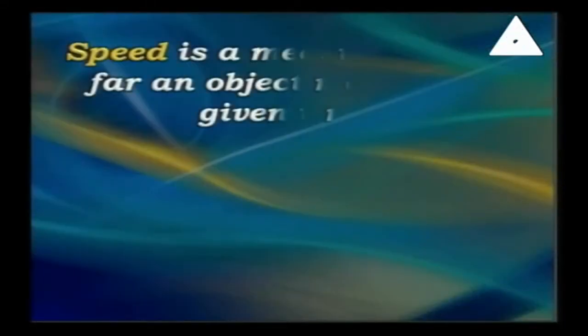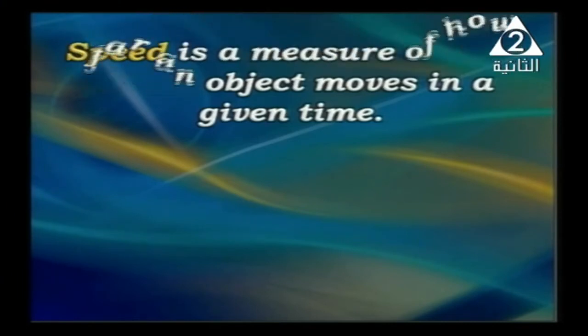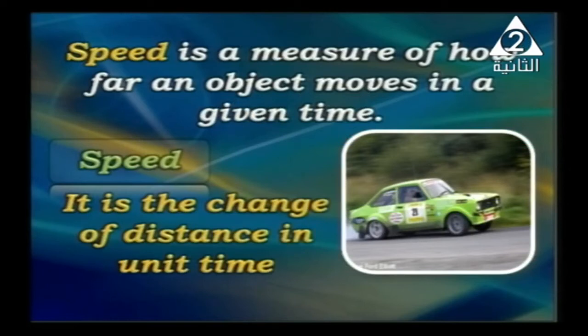First of all, speed is the measure of how far an object moves in a given time. Again, this is the meaning of speed in English: the measure of how far an object moves in a given time. How far means the distance covered by the body to change its place from one point to another.